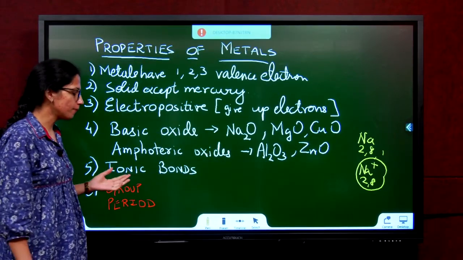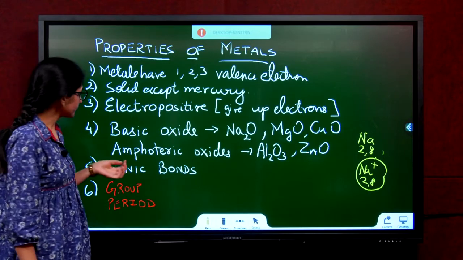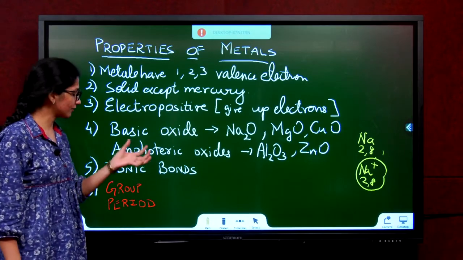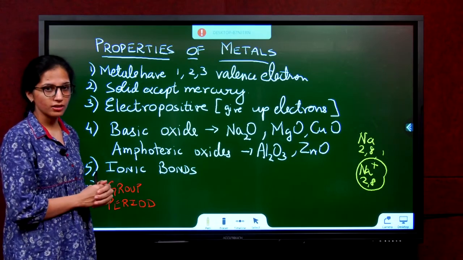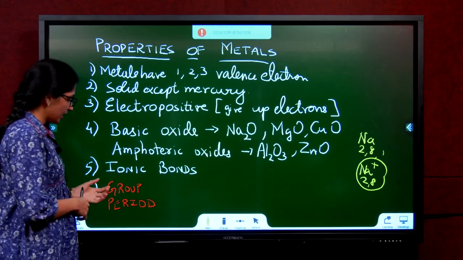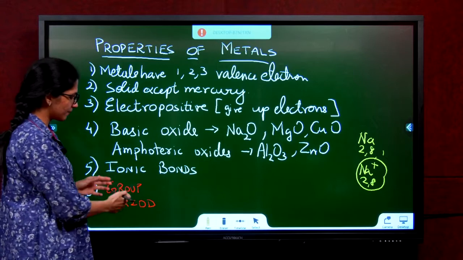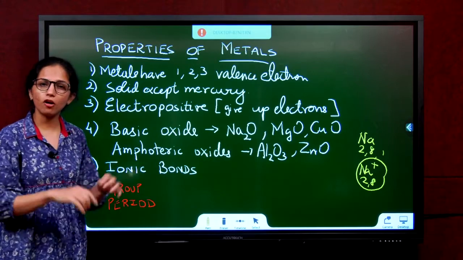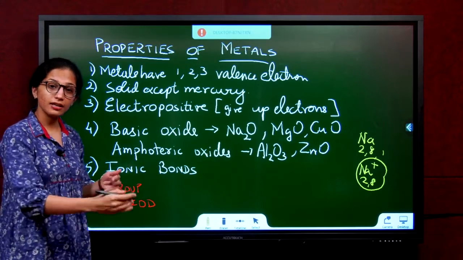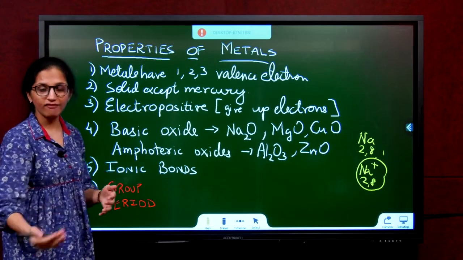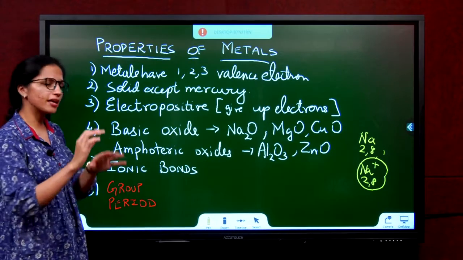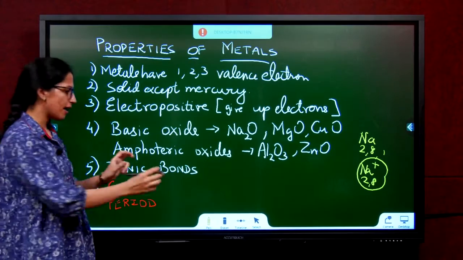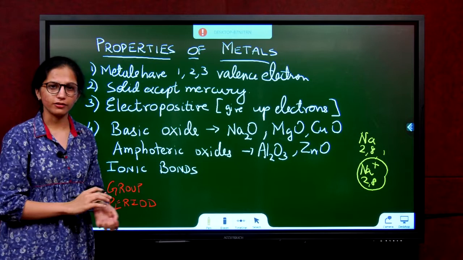All metals form ionic bonds. Why not covalent bond? What are these bonds? You will understand in the carbon and its compounds chapter. Next, how do metals behave along the group and period of the periodic table? You will learn after some time when we discuss the trends in the periodic table. So we will learn those 2 features there, make it a point to understand it over there and come back and fill it up over here.